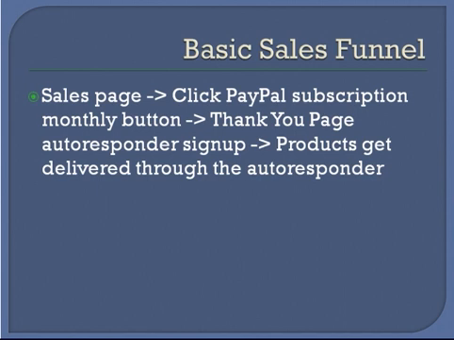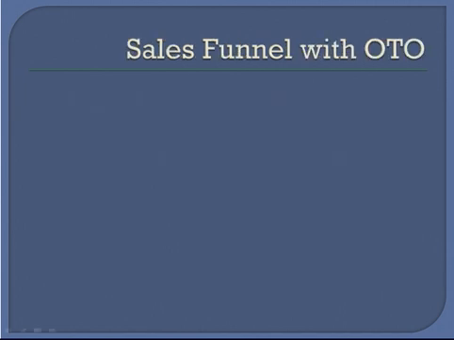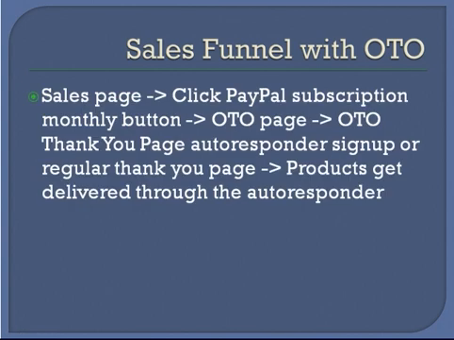Now, if you were to get a little more complicated and add a sales funnel with a one-time offer, it would look like this. You have a sales page, they get on the sales page, they click the PayPal button, and then after that, they see a one-time offer that says, hey, hold on, we've got a one-time offer here. If they go purchase it, then they get sent to the one-time offer thank you page with the autoresponder, or if they say no, then they're going to be sent to the regular thank you page. Then after that, the products get delivered through the autoresponder.